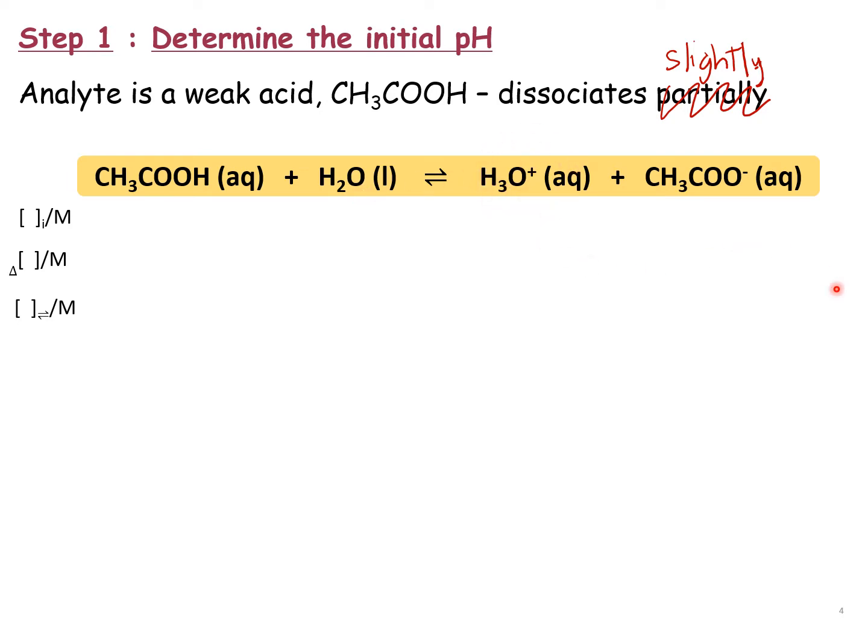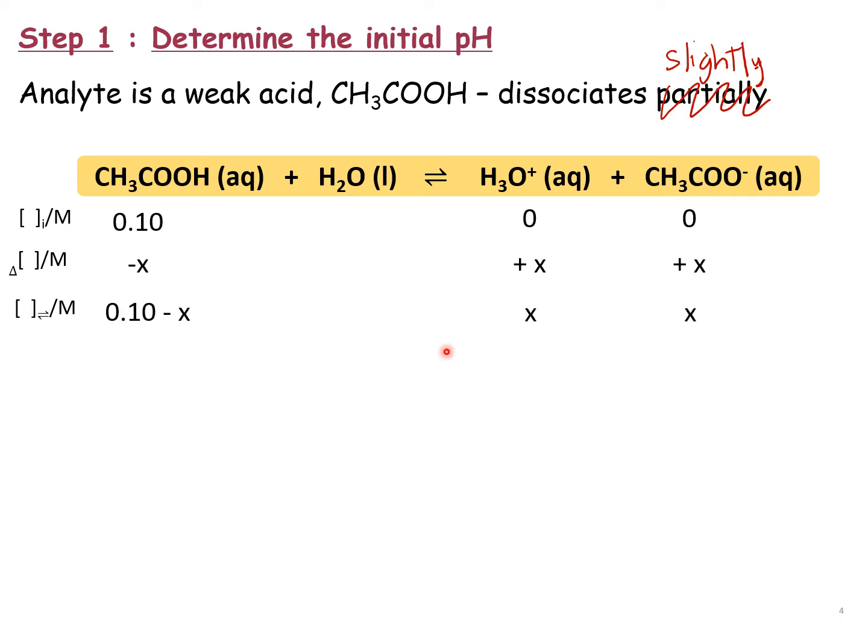So we fill in the information we have. The concentration of CH3COOH is 0.1. H3O+ is initially 0, and our conjugate base is also 0. Water, just ignore it, no need to do anything with it. The change in concentration is minus X for the acid, plus X for H3O+, and plus X for CH3COO-. Then at equilibrium, the same values here.